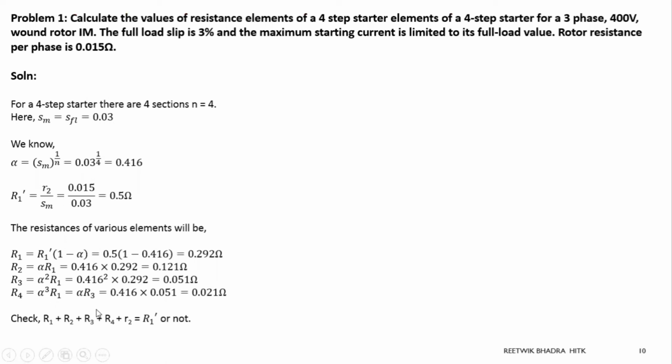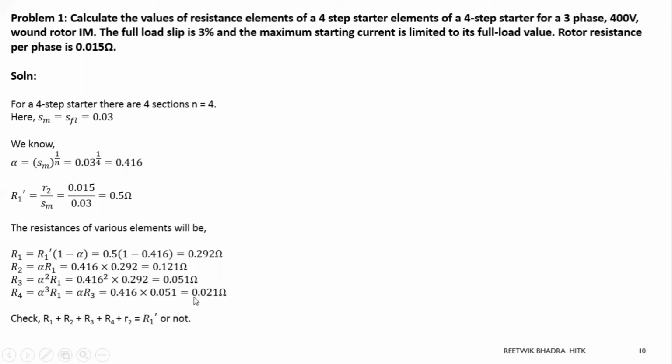Or you can use another formula for a shortcut. Since this is alpha cube R1, can I say this as alpha into R3 also? Alpha square R1 into alpha gives you alpha cube R1. So this is nothing but alpha times R3. This is also a reduction formula. So R2 is equal to alpha times R1, R3 is equal to alpha times R2, R4 is alpha times R3. You can do it like this also, or you can use your general formula. I have shown you three different methods. Which one is suitable and which one you can remember, you can do it.